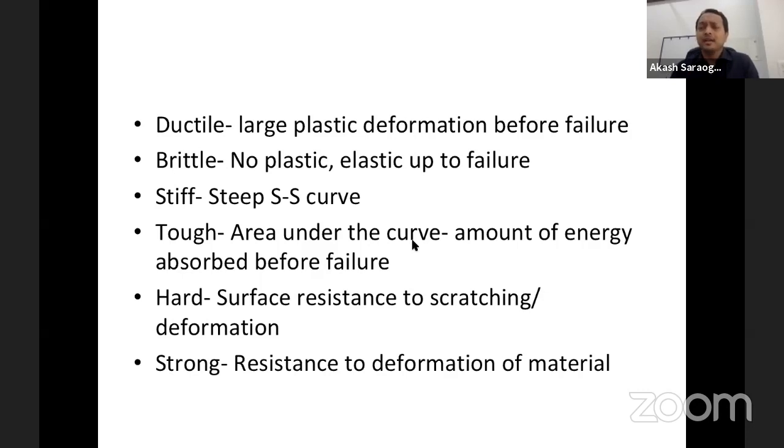What is hardness? Now, hardness is not a material property. It is a surface property. How good the surface of a material is determines the hardness. How much is it resistant to scratching or deformation? That is what hardness is. Whereas strength is of the entire material, not just of the surface.